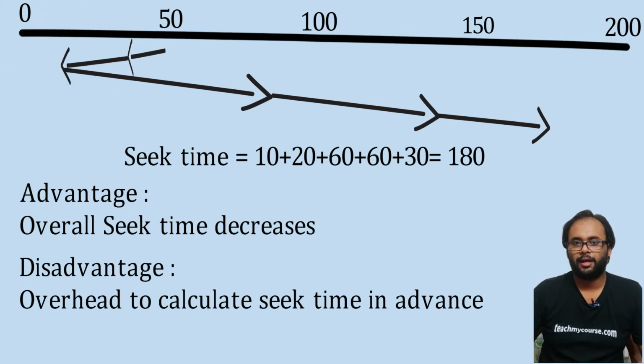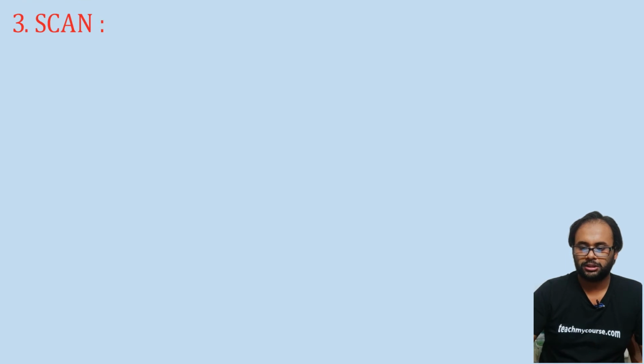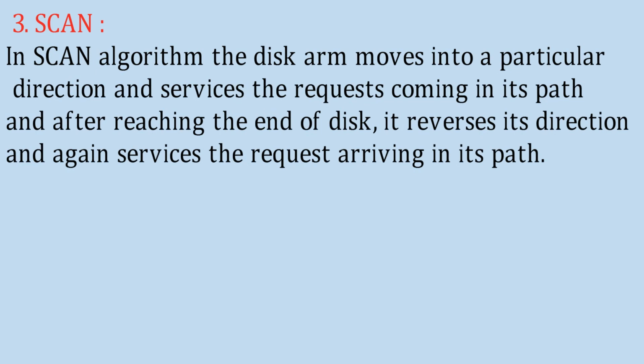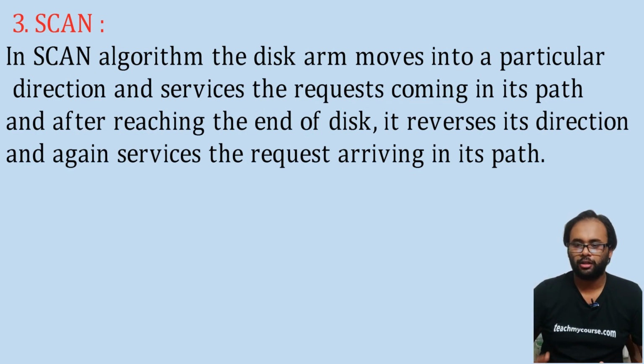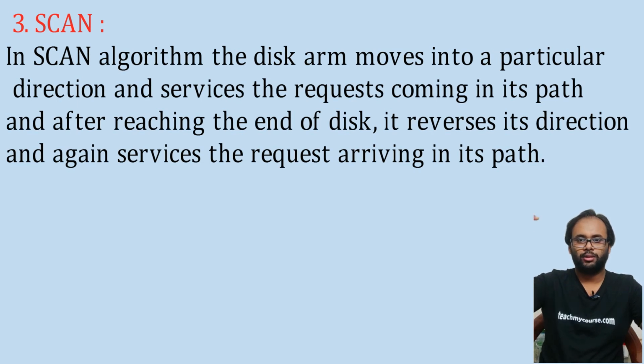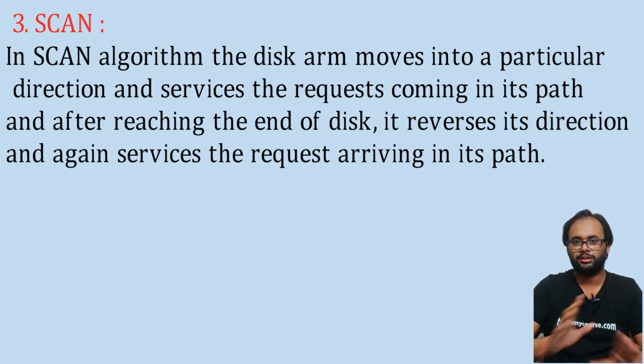The next is the SCAN algorithm. In SCAN, the disk arm moves in a particular direction and services the requests coming in its path, and after reaching the end of the disk, it reverses its direction and again services the requests in its path. It's simple, like the path is from here to here. In SCAN, the head of the disk goes to one end, then goes to the other end, and whatever requests come in between, it just serves them.